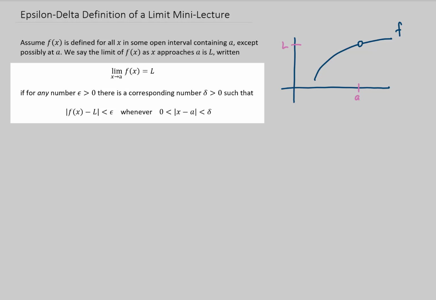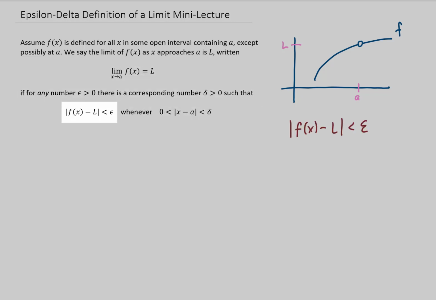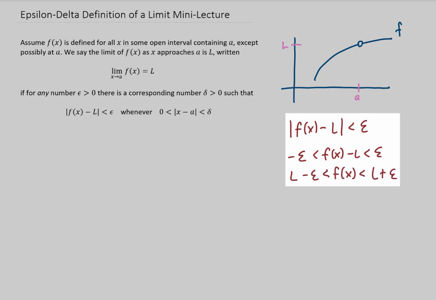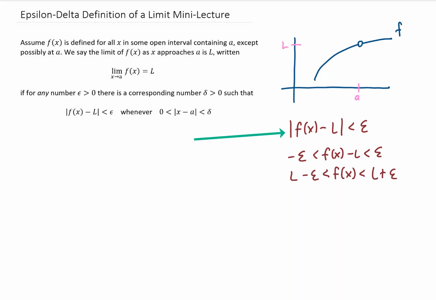And I want to give you an analogy that I hope will help you understand this formal definition of a limit. But first, I want to unpack a couple of things. This piece of the definition right here, if we recall our absolute value inequality, we hopefully remember that we can rewrite that inequality like this. We can add L to all three pieces, and we find that this notation up here is just a fancy way to say that our function value is between L minus epsilon and L plus epsilon.